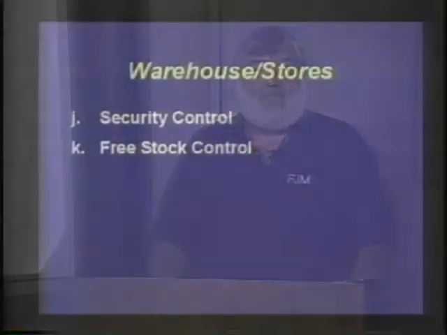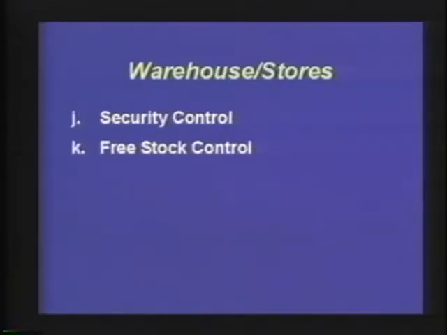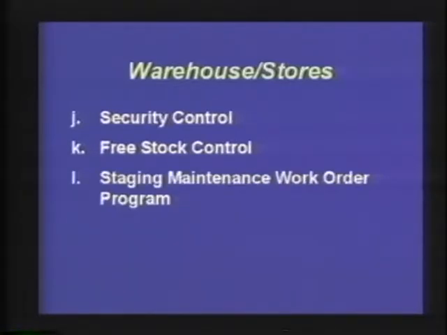Item K is either free stock, the bench stock, or the two-bin system. Again, we have 3 different terms for that activity, and this was defined in section number 4 in the inventory management program, but here it is executed by the storeroom. And then item L pertains to the staging area that I alluded to before relative to maintenance work orders, and these would be the planned maintenance work orders.